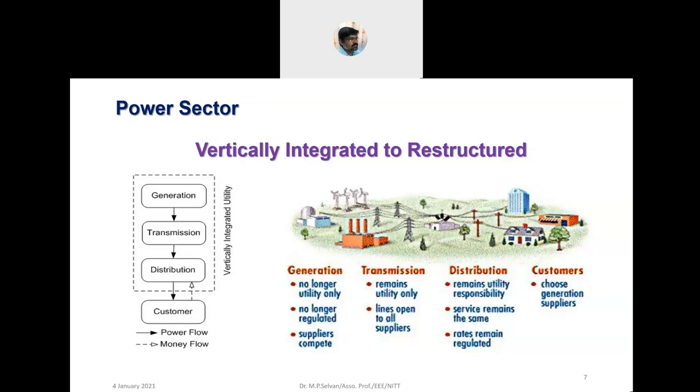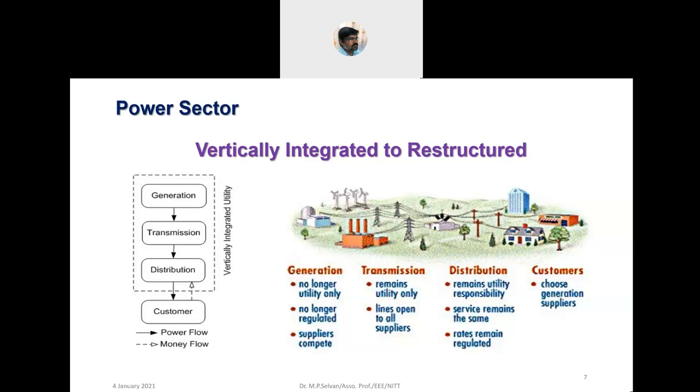This is the point where private participation started heavily, particularly in the generation sector. You can see here, it is no longer the utility only. Utility, in the sense, is the government entity, the power sector. Generation can be done by anyone. So when this act came into the picture, there was competition, right? Suppliers started competing among themselves so that the price of bulk power started declining.